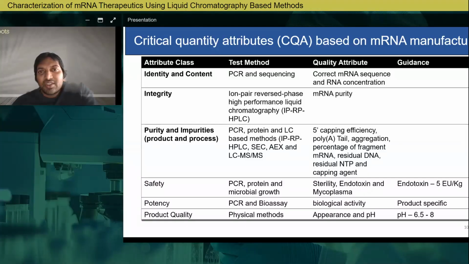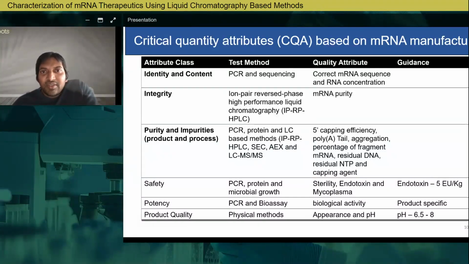Ideally, we can use PCR or sequencing to identify that. It's also important to know the concentration of RNA that's been produced, because if you have a very efficient process and a good yield, that really helps to generate the drug product more easily.